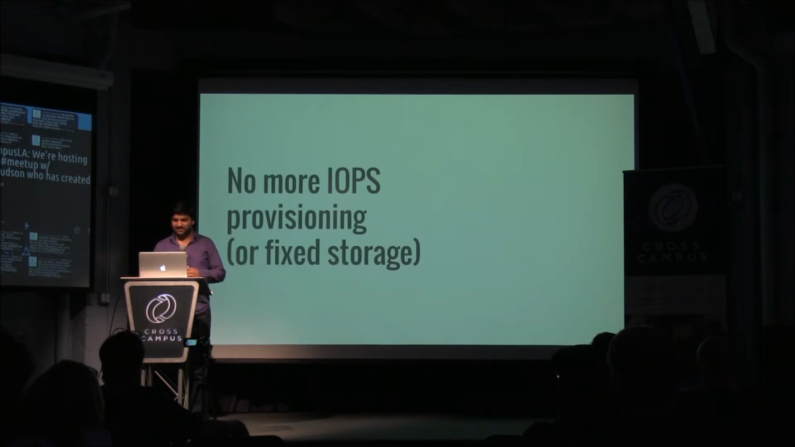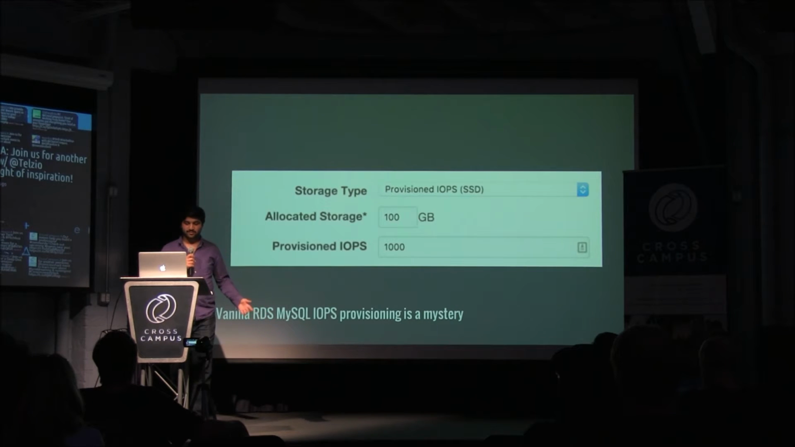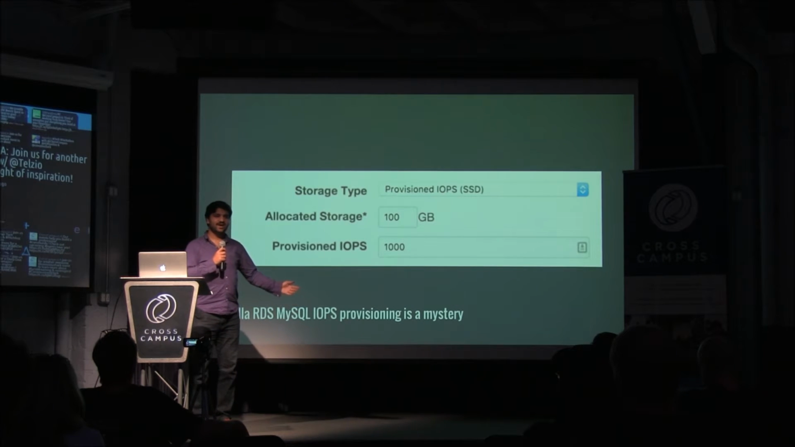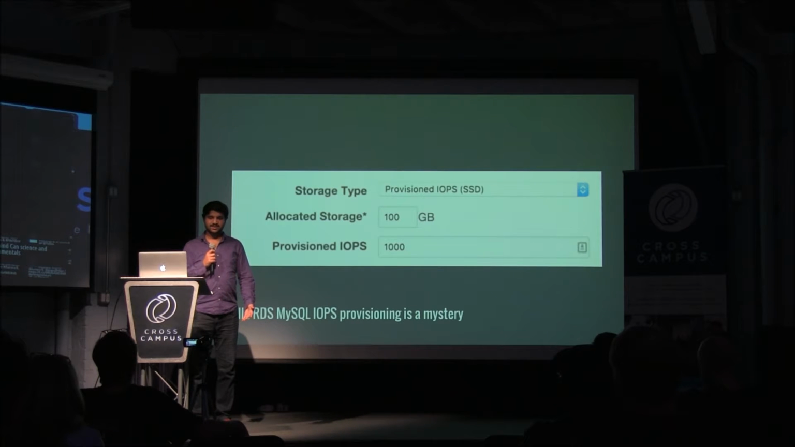When you go to provision a regular vanilla MySQL RDS instance, you get a little screen like this, where you have to allocate some amount of storage, and then you've got to provision some amount of IOPS. You're an application developer writing these select and insert statements, and you don't really understand how that translates to IOPS. And I don't think anybody actually does.